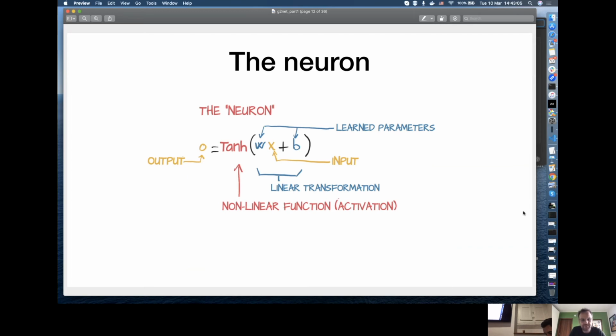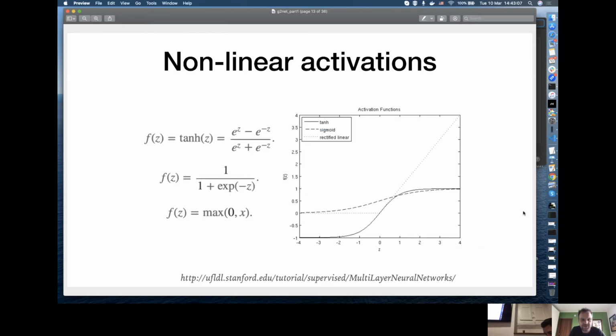And this is a breakdown of 3 very popular activation functions. You have the hyperbolic tangent. It goes from -1 to 1. Sigmoid from 0 to 1.